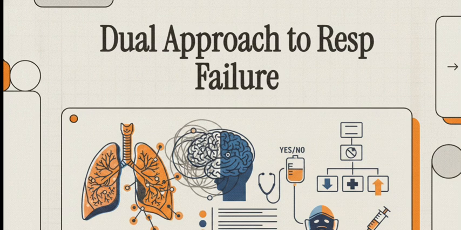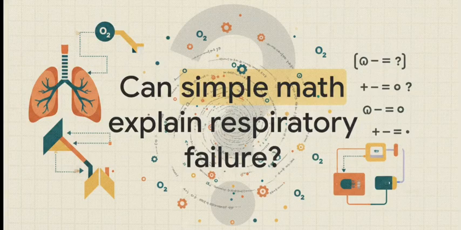But what if we could instantly cut through all that chaos? What if you could take the whole shebang of the human respiratory system and organize it into a brilliantly simple, perfectly structured framework? One that tells you exactly what's going wrong and exactly what you need to do to fix it. Well, that's exactly what we're going to do today. We're breaking down the dual approach to respiratory failure management and turning a terrifying emergency into a clear, actionable mental model.